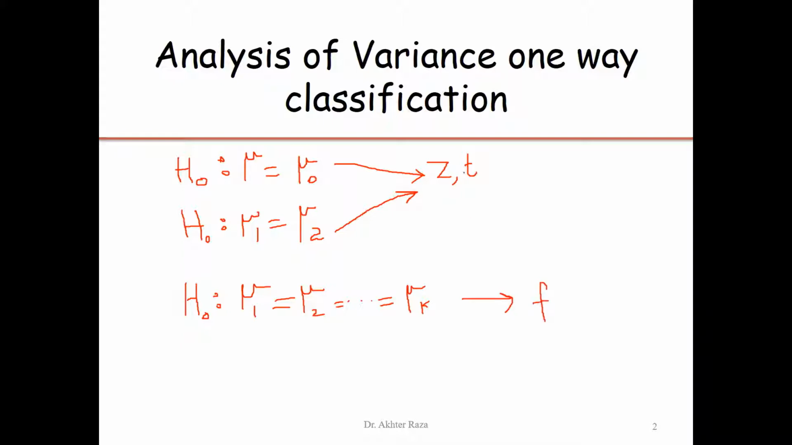So we have Z and T statistics. Earlier in chapter number 9, we were discussing Z and T for one mean. In chapter number 10, our discussion was about comparison of two means by Z and T test. And here we are going to describe the comparison of multiple means. I am just giving one scenario.